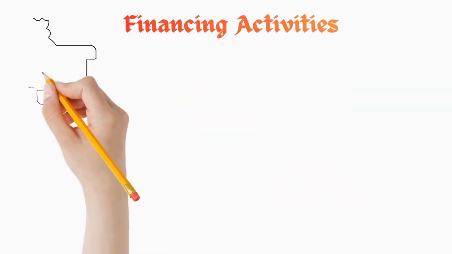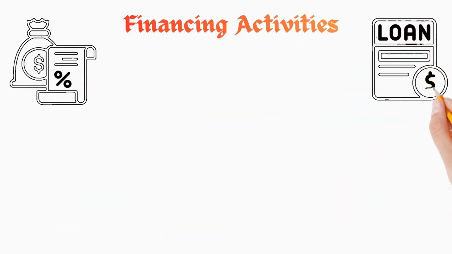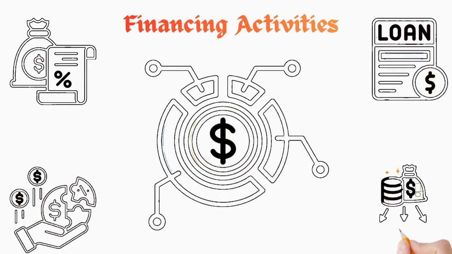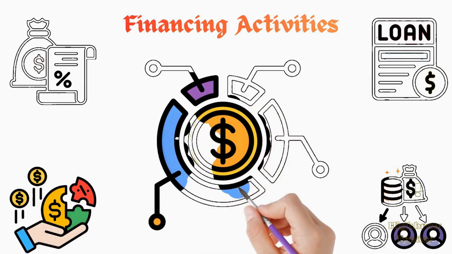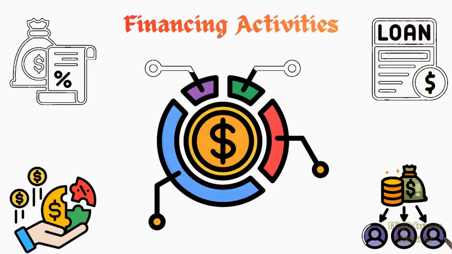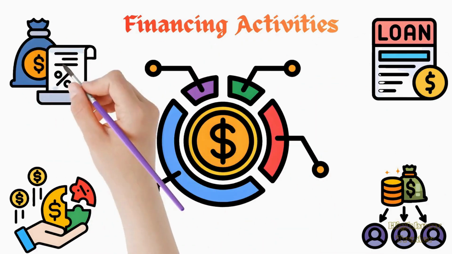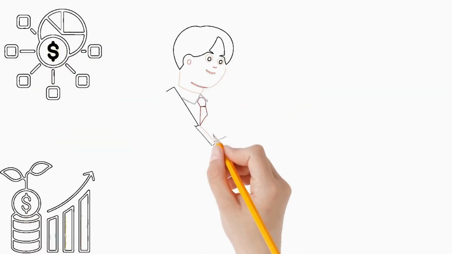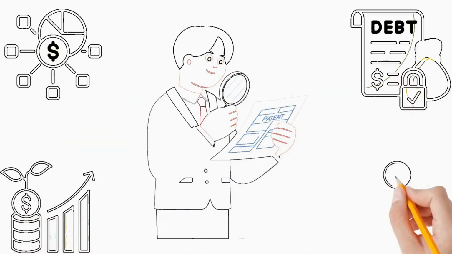Financing activities show how a company raises and uses capital from investors and lenders. This includes issuing shares, borrowing money, repaying loans, and paying dividends. Positive cash flow may indicate new funding, while negative cash flow often reflects repayments or returns to shareholders. Investors analyze this section to understand the company's financial strategy.